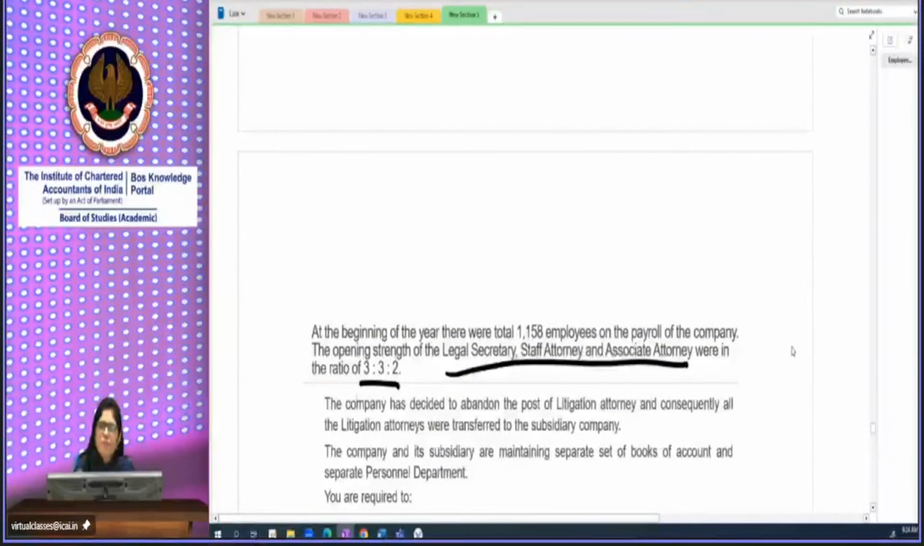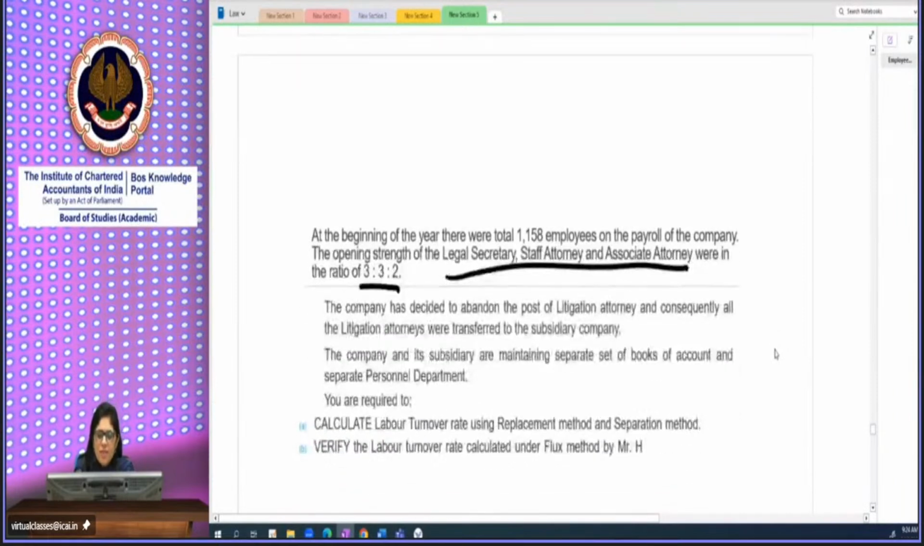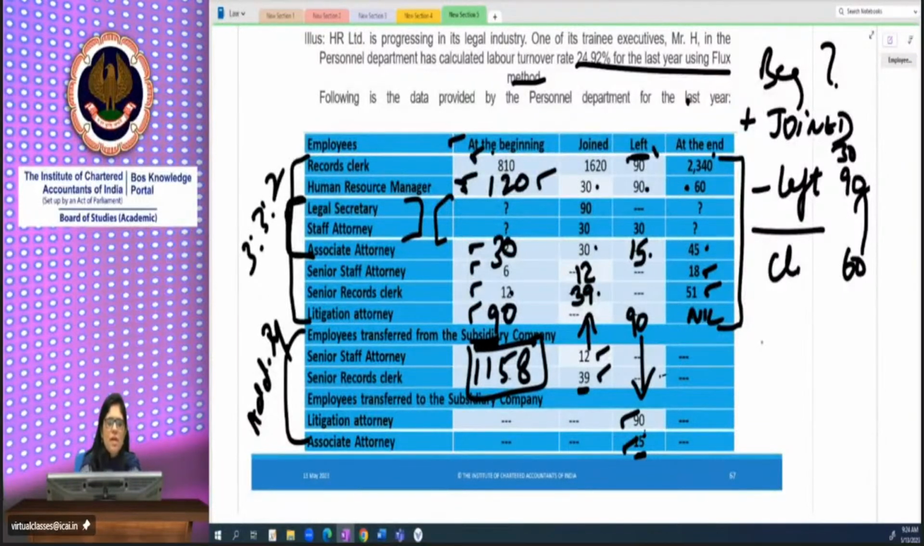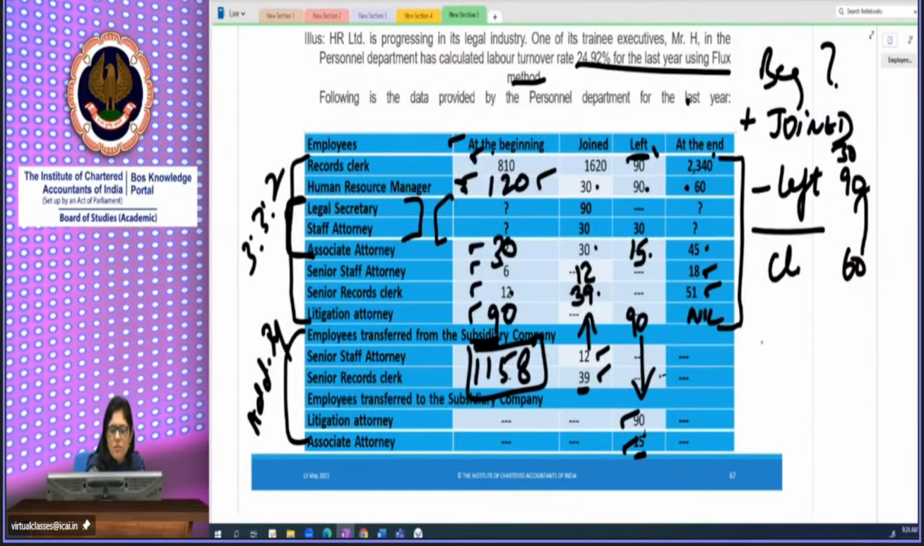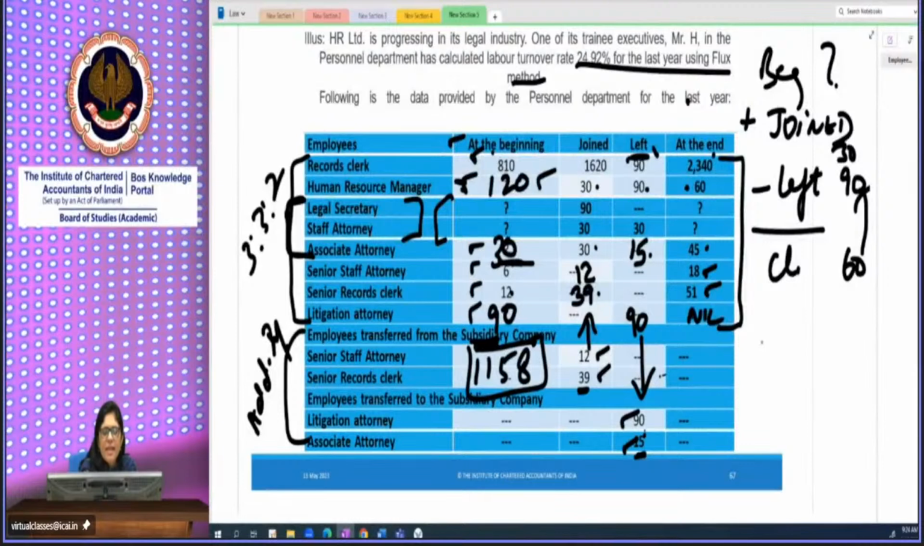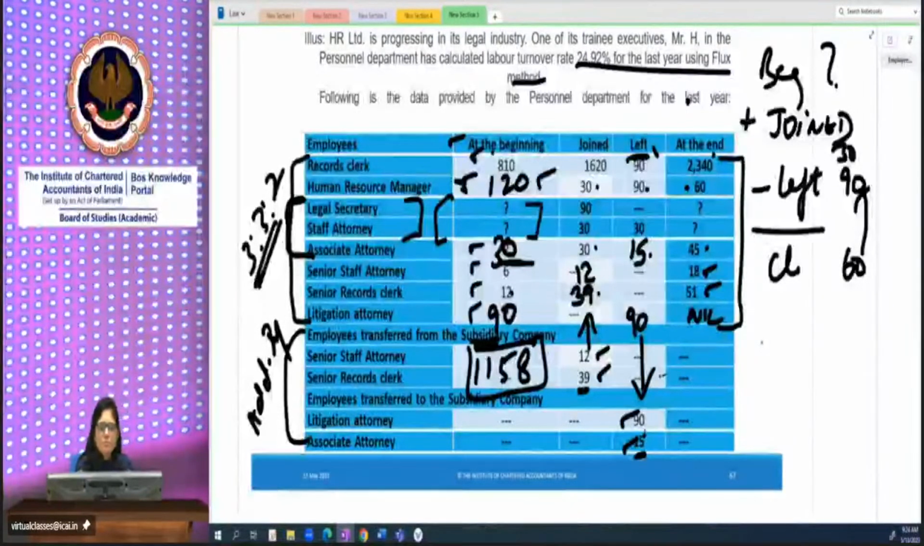They have given the information on how we can calculate the missing numbers. Legal secretary, staff attorney, and associate attorney, the opening numbers are in the ratio of 3:3:2. Legal, staff and associate share the ratio 3:3:2. So associate we have 30. If associate is 30, can you find out legal and staff on the basis of this ratio?